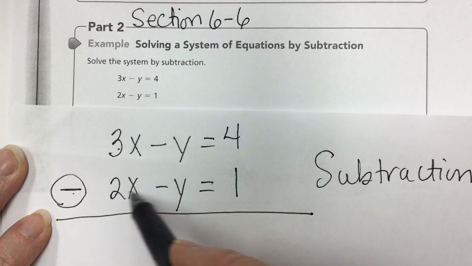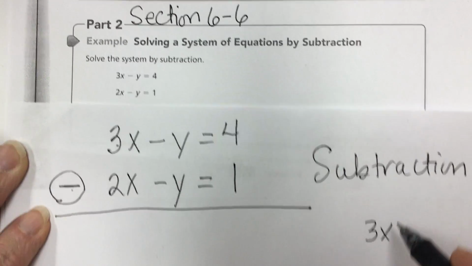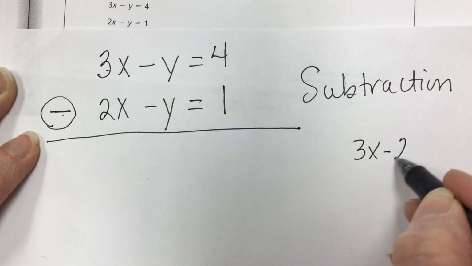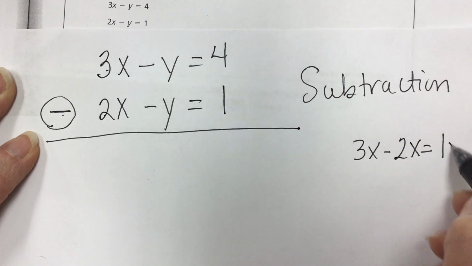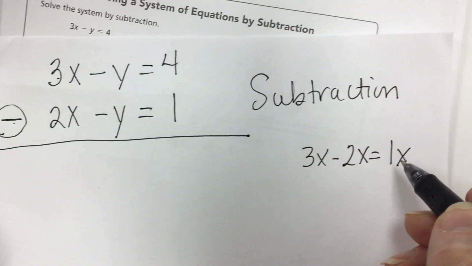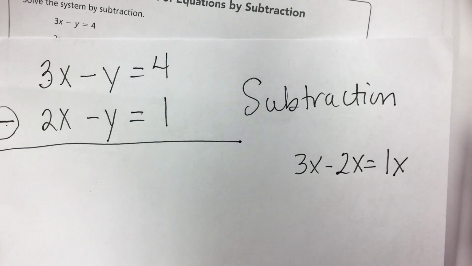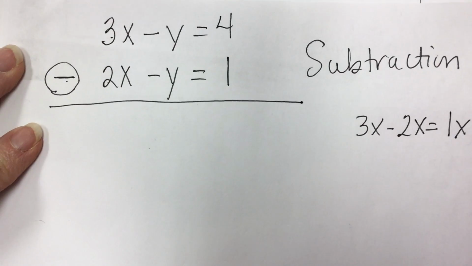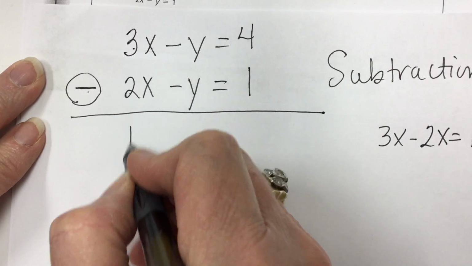3x minus 2x. Pull it to the side if you have to. 3x minus 2x gives you 1x. Okay, so I end up with 1x.